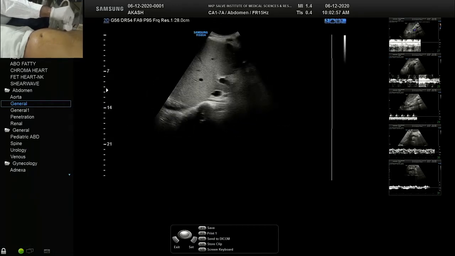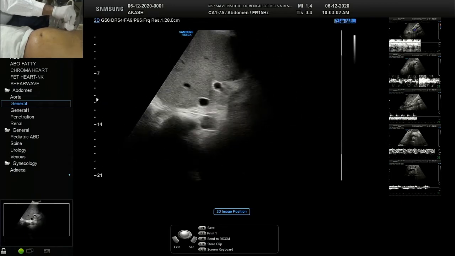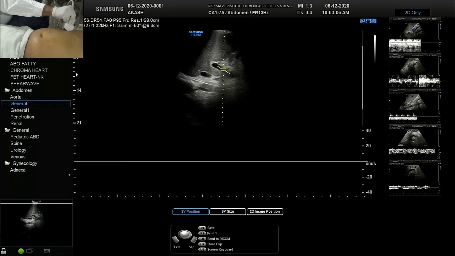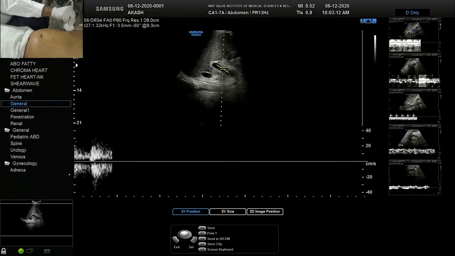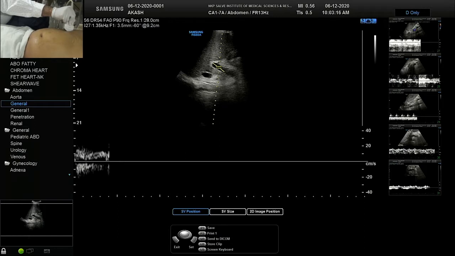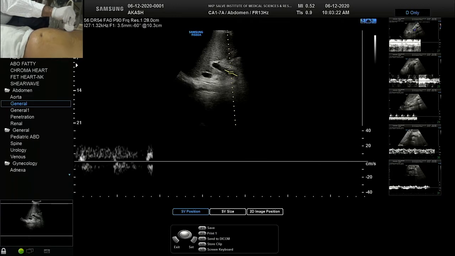Go back to B mode. Again check what you are doing, and now it is better seen. We'll directly put the spectrum here, because color we are getting mixed and we are not able to visualize the portal vein properly. So that is the portal vein flow.